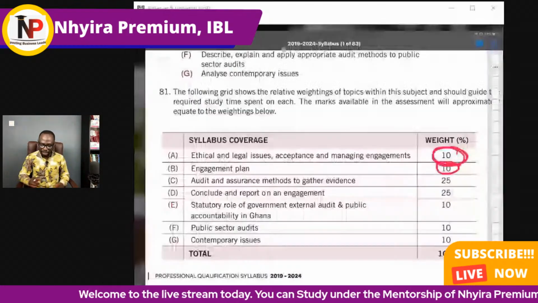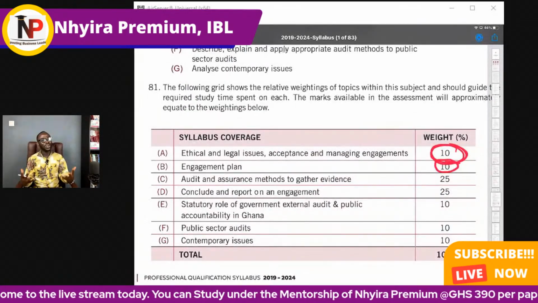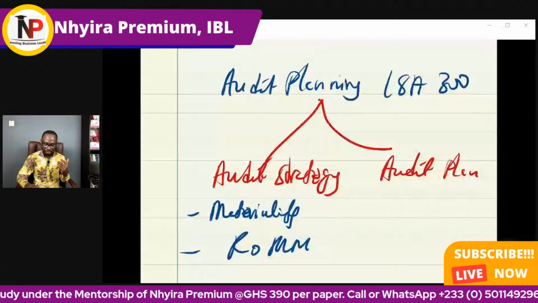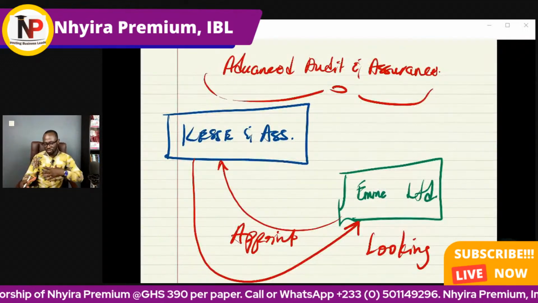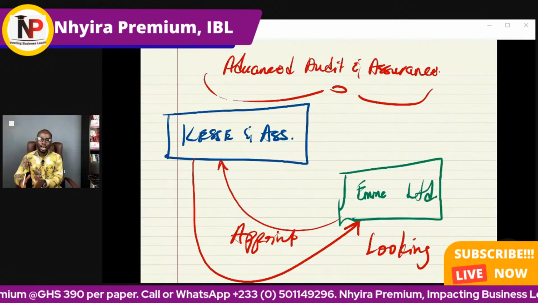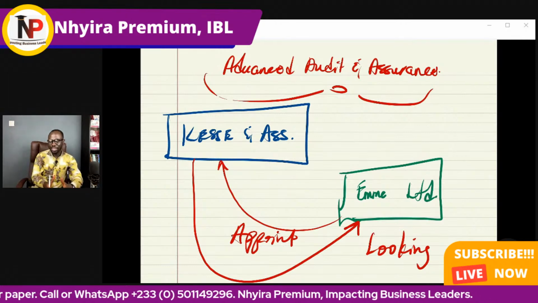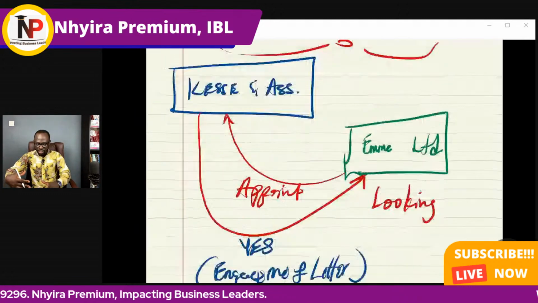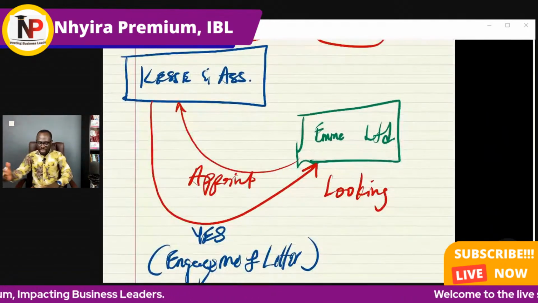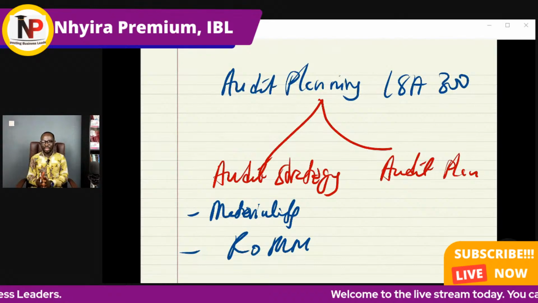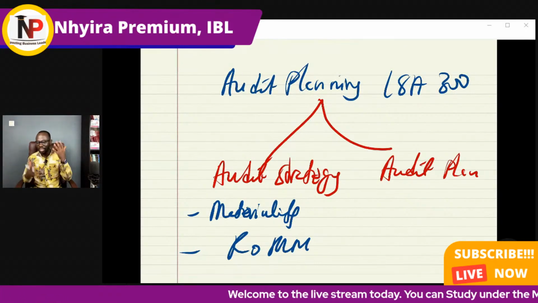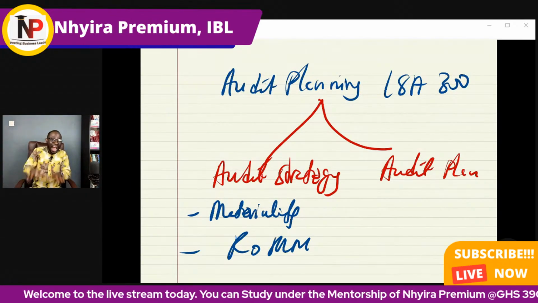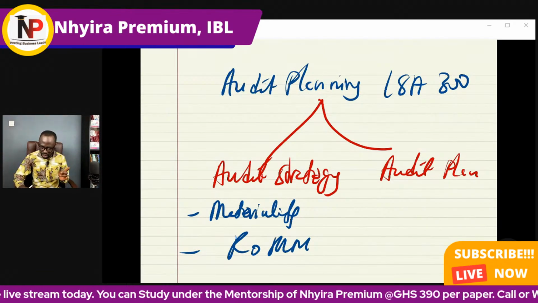I'm saying a lot of things about advanced audit and assurance, but it's because of the way it is connected. So look at how the syllabus is connected. I love it so much. So the first aspect, CIMA wants an auditor. They write to Kessie and Associates. Kessie and Associates say, yes, we're going to do the audit, and they issue an engagement letter. Now, after that, Kessie Limited starts to plan the audit, how they are going to be undertaking the audit, the various approaches that they are going to be using, and the various things that they are going to be doing under the audit.